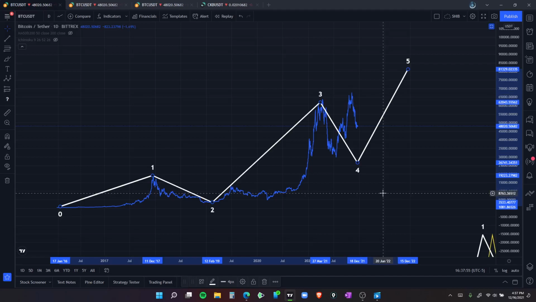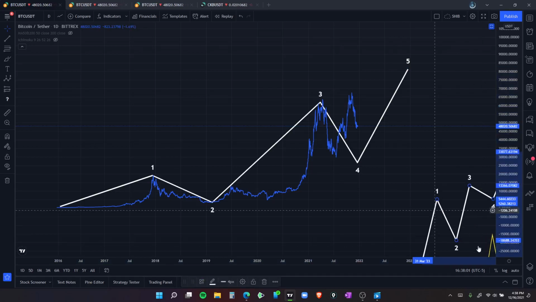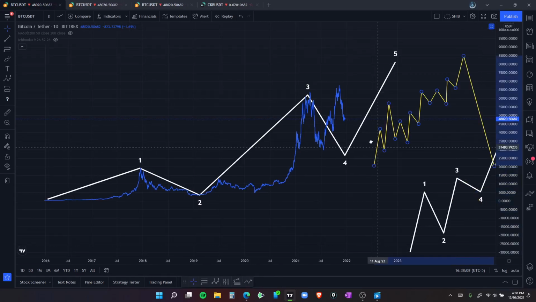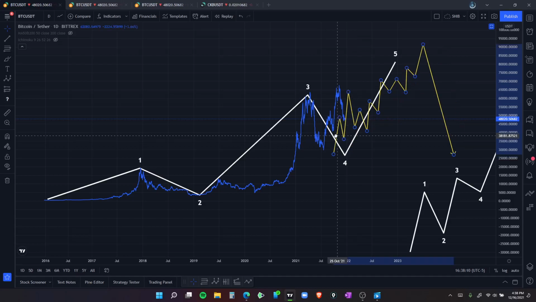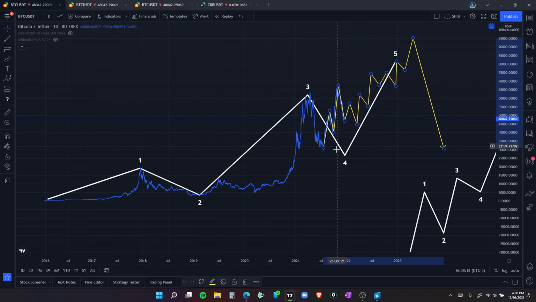So I took here, let me do the yellow one first. Basically I took the ending diagonal and decided to overlay that with where we're at with Bitcoin right now. And as you see, it looks to me like that is adding up. Not financial or trading advice, of course. Just showing you something that may be a possibility.